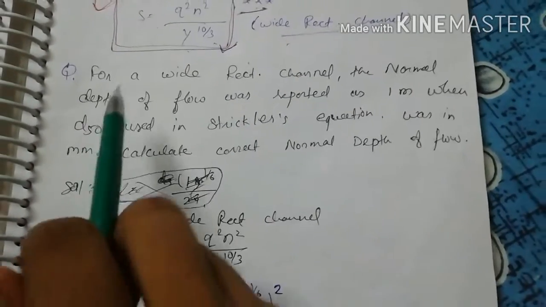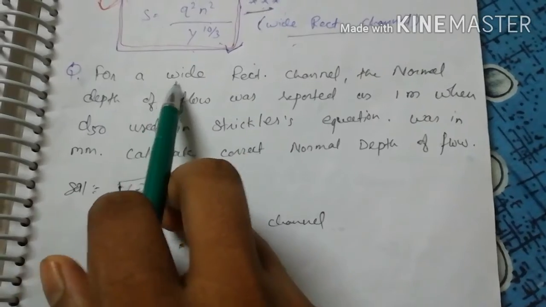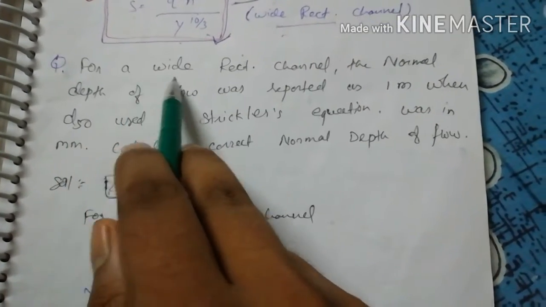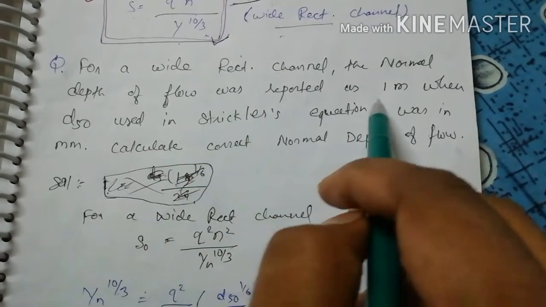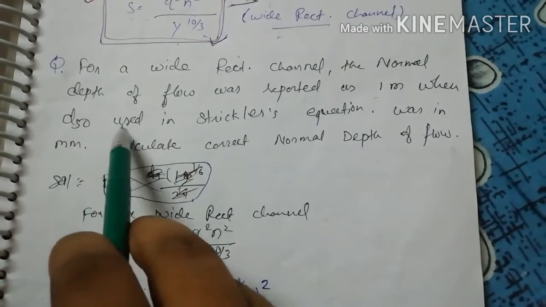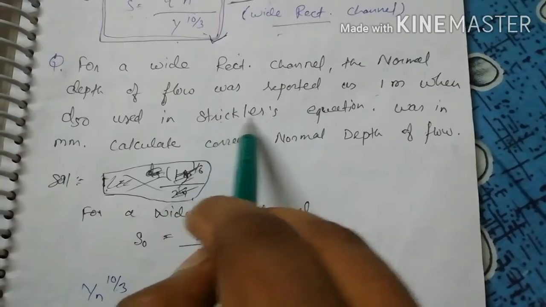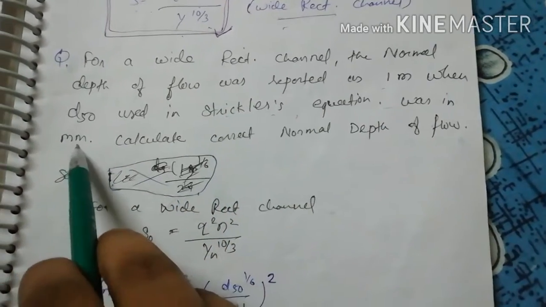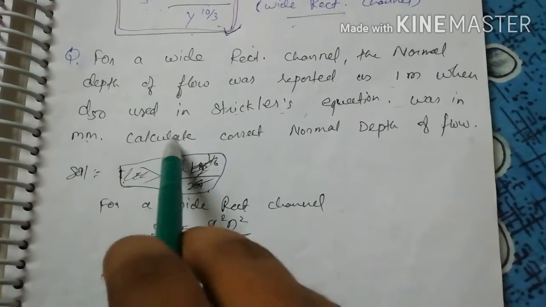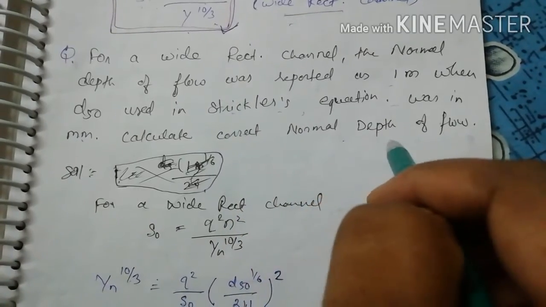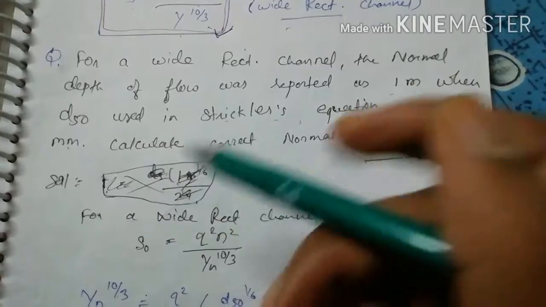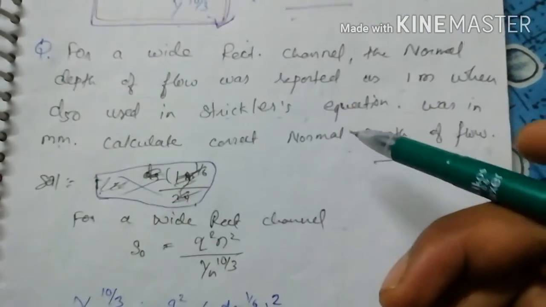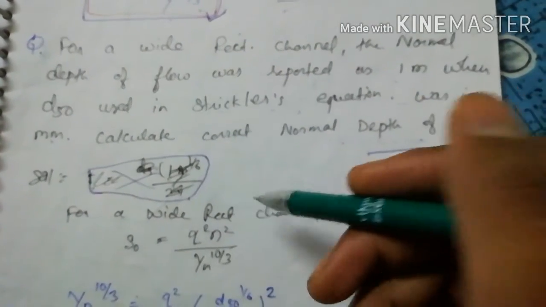Now we have one problem. This is a famous problem. For a wide rectangular channel, the normal depth of flow was reported as 1 meter when d50 used in Stickler's equation was in mm. Calculate the correct normal depth of flow. If you want to try this problem, then pause the video and try this, and then come back here and watch this.